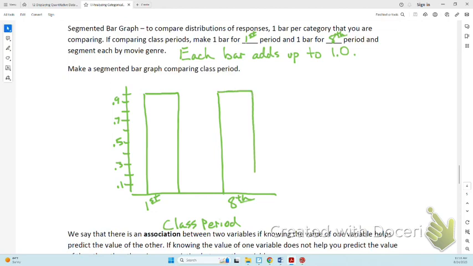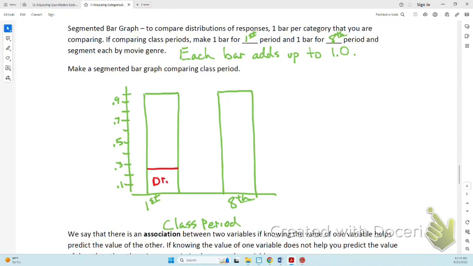And what I'm going to do is look at my table, and I'm going to start from the bottom. So right now I'm looking at relative frequency for first period. I'm looking at the very bottom, and I see 0 for documentary. I see 0 for musical, but I see 0.25 for drama. So I'm going to make a line at 0.25. So this box right here resembles dramas.